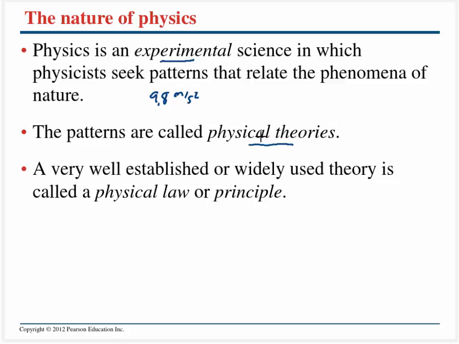It says, okay, we think that things are going to fall and accelerate at a rate of 9.8 meters per second squared. Once you have a theory, then you test it, you test it, you test it some more, you test it again, and once it's very well established, then we would call it a physical law or a principle.